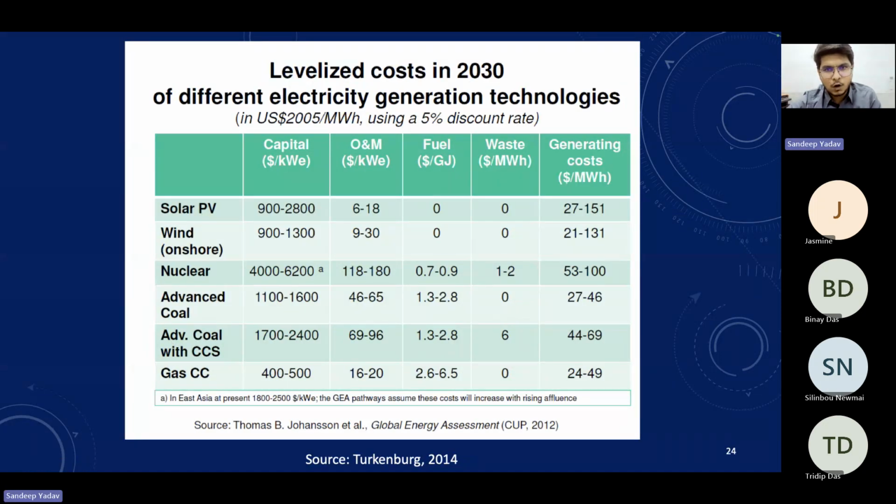If you look at the levelized cost of electricity in 2030 for different generation technologies, the capital cost in dollars per kilowatt would be least in the gas combined cycle power plant and highest in the nuclear plant. The O&M cost will be least in solar PV. Fuel cost will be zero for solar PV and highest for the natural gas cycle. Waste will be nearly zero in all processes, except coal and nuclear. The final cost is highest for nuclear, but it's the cleanest fuel because it doesn't have any emissions, though it has other emissions like radiation. So this is the trade-off you have to make. These generation costs for the year 2030 are from the studies of Thomas B in 2012.